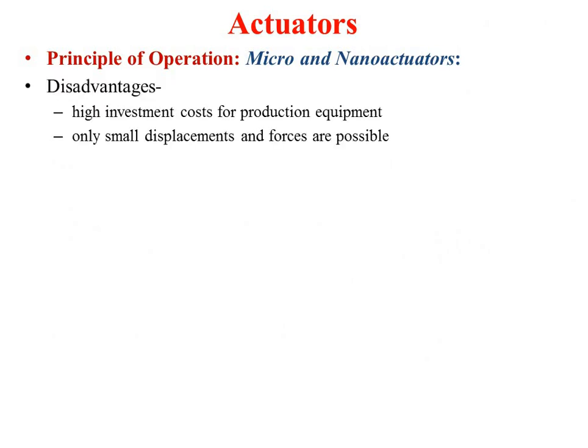Apart from that, there are certain disadvantages, that the initial investment is very high for the production equipment, and obviously only small displacement or forces are possible with such kind of micro or nano actuators. So we are going to study the first micro actuator as micro drives. In that, we are going to see an electrical type of micro drive and a mechanical type of micro drive. So first we are going to see the electrical micro drive.